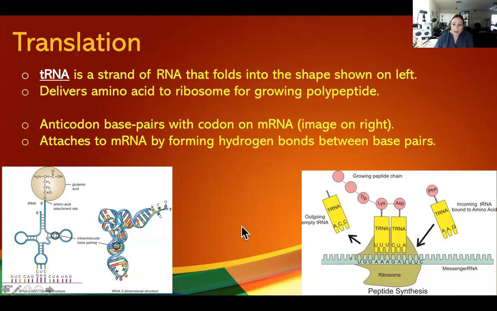Now, here is a tricky part about transfer RNA. It has what is called an anticodon. So remember, the codon is on messenger RNA, but that transfer RNA needs to temporarily bind with messenger RNA during translation. So the anticodon base pairs to the codon.